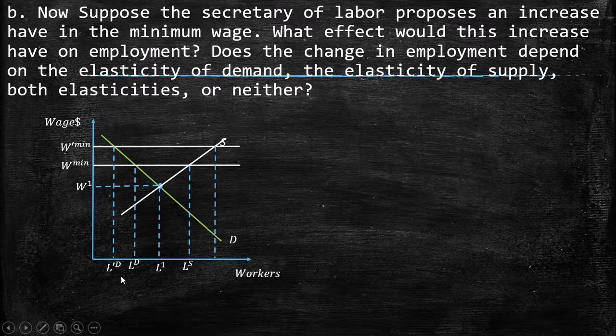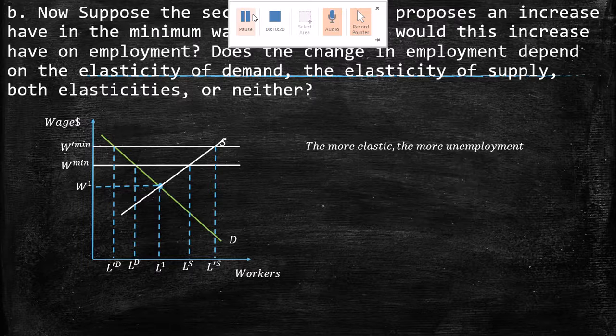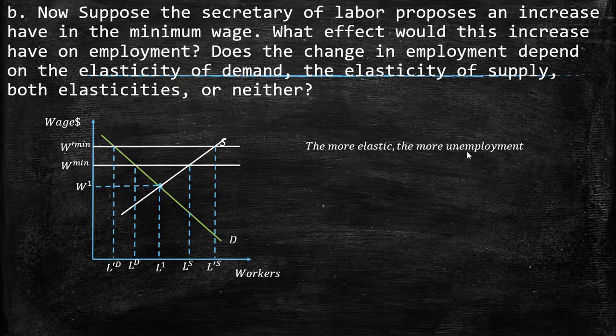On the other side, we have the L prime S, which is the number of people who desire to work at this wage. They are much higher because of the wage. They have a lot of incentives to work. So the question is, the more elastic, the more unemployment. Why? Because there is going to be more distance. Remember, when it's more elastic, the curves lie flatter. So in this case, the more elastic, the more unemployment, because there is more distance between these two. Remember that unemployment is measured by the difference between the labor supply minus the labor demand.